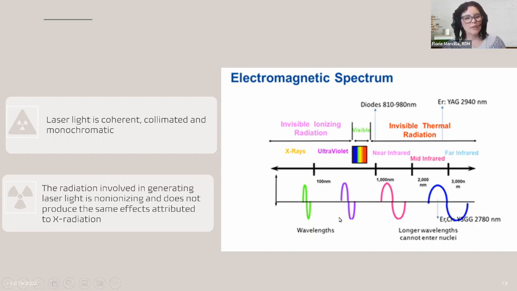What I want you guys to know from here, the takeaway, is that these longer wavelengths, that are in the near infrared, are not going to be entering the nucleus. So this is really important communication for our patients. We let them know that it is safe for them to use. These shorter wavelengths, those X radiation type of X-rays, are the ones that can cause damage when they enter the nucleus.